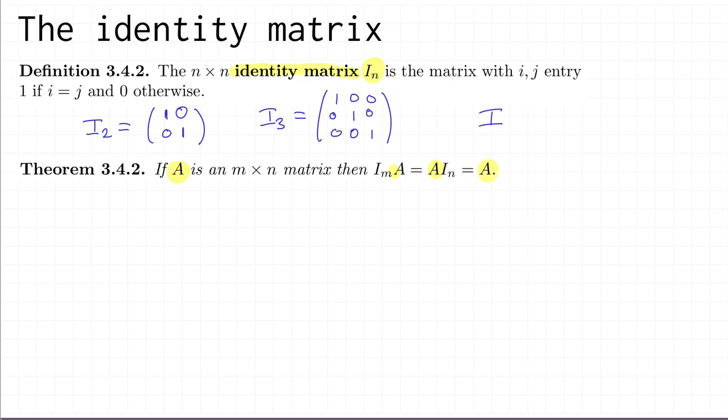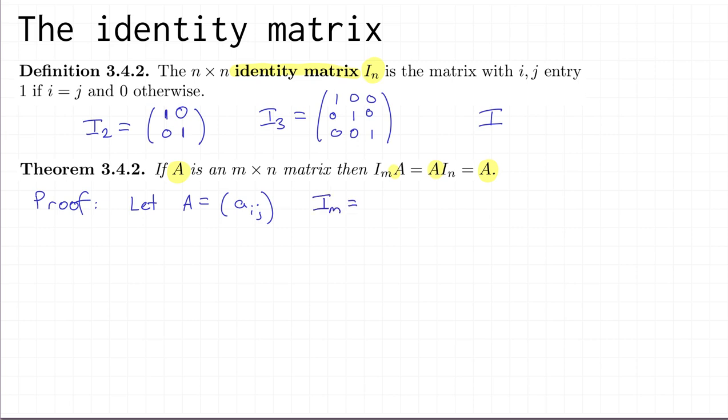Okay, so let's prove one of those equalities. So which one should we do? Let's do the first one. So we're going to prove that Im times A is equal to A again. So we need some notation. So we'll let the ij entry of A be A subscript ij, and let's look at Im.